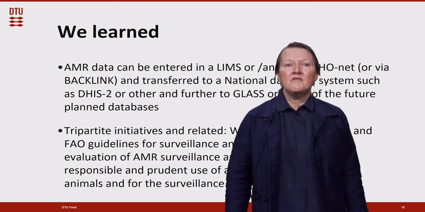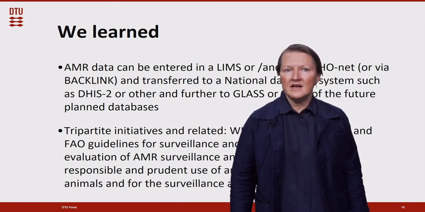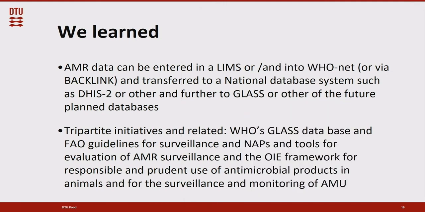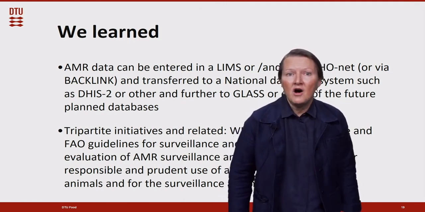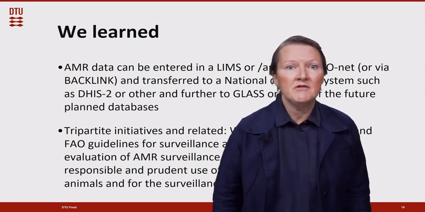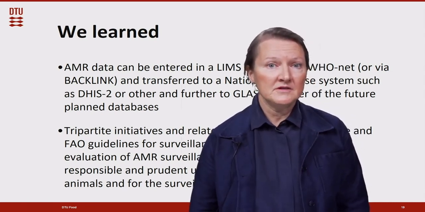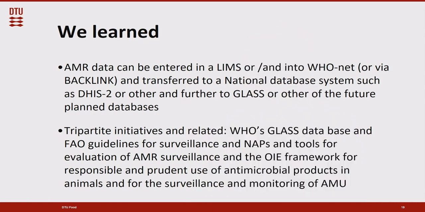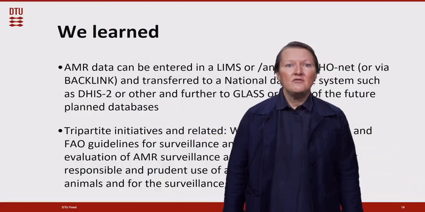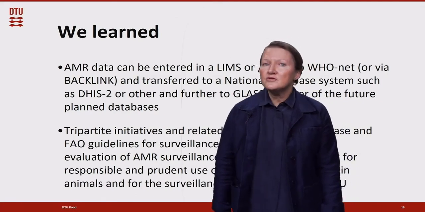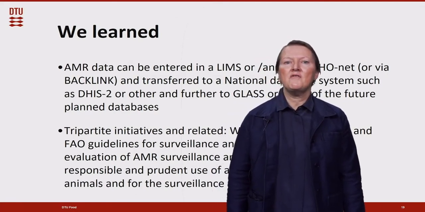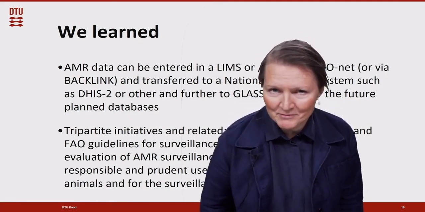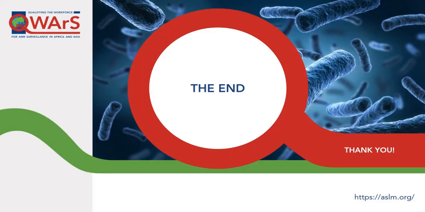we have learned about the Food and Agriculture's guidelines for surveillance and how to design a national action plan for AMR surveillance. We have also learned that FAO has produced tools for evaluation of antimicrobial resistant surveillance. And we have learned that OIE has made frameworks for responsible and prudent use of antimicrobial products in animals. Further, they have made guidelines for how to conduct surveillance and monitoring of antimicrobial usage in animals. Thank you for your attention.